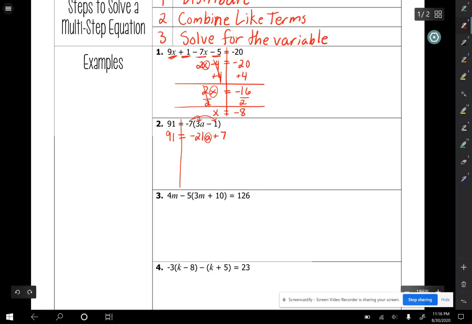We're still solving for the a, and I want to get rid of this plus 7 first, so we're going to minus 7 from both sides. 91 minus 7 equals 84. And then these cancel out, and I'm left with negative 21a. Still solving for a, but it's being multiplied by negative 21. So I need to divide by negative 21 on both sides to get it to go away. So that is negative 4 equals a.